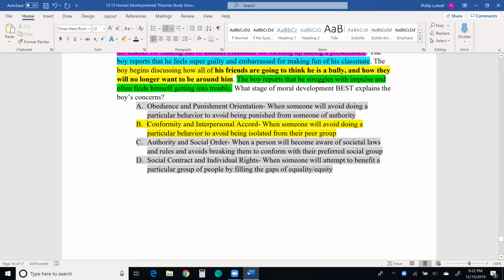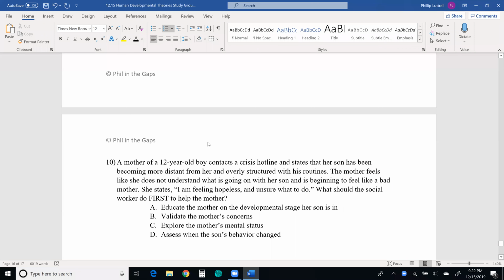Question 10. A mother of a 12-year-old boy contacts a crisis hotline and states that her son has been becoming more distant from her and overly structured with his routines. The mother feels like she does not understand what is going on with her son and is beginning to feel like a bad mother. She states, I am feeling hopeless and unsure what to do. What should the social worker do first to help the mother?